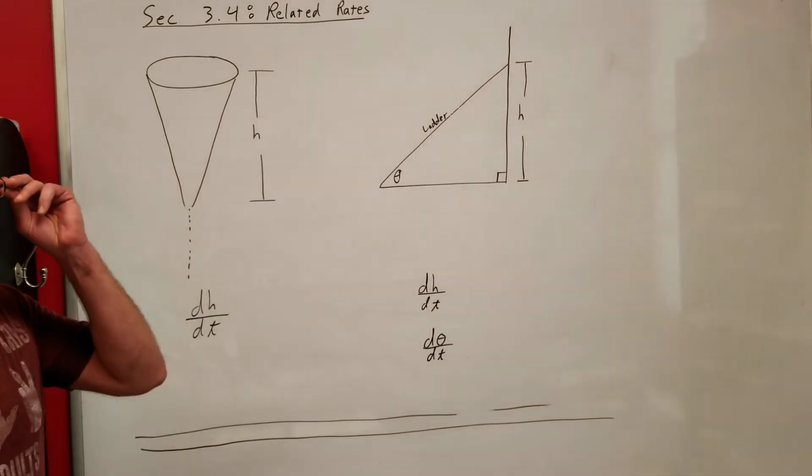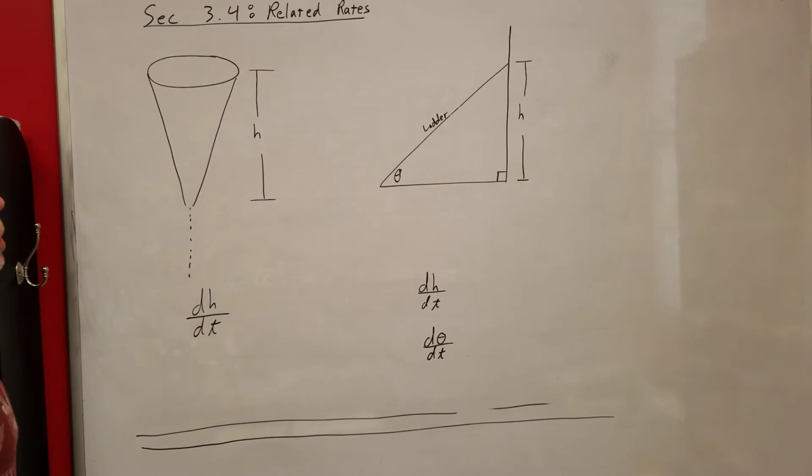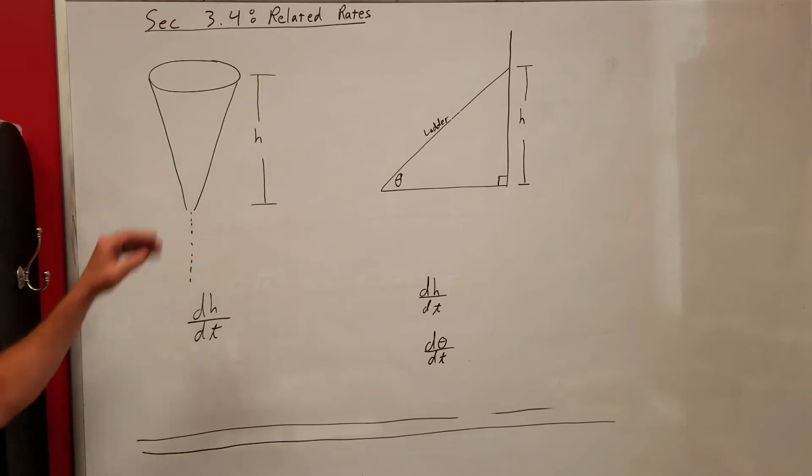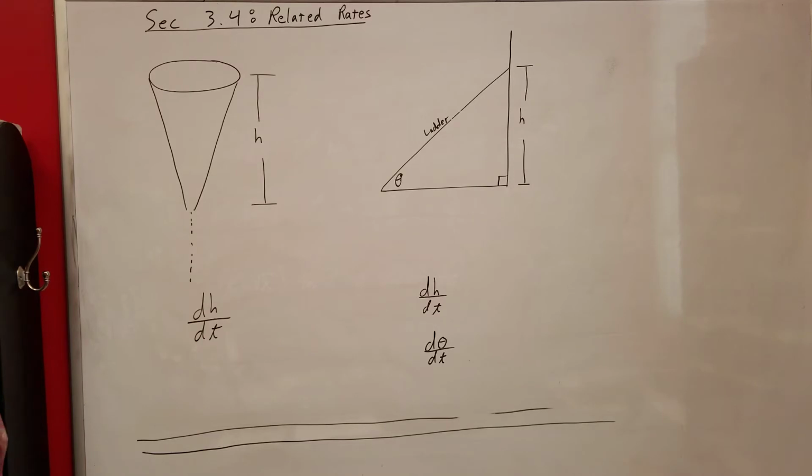Section 3.4, related rates. This is going to be a more difficult section, so you're really going to have to be patient with the homework and so forth. But keep at it, eventually you'll get it. So let's describe what we're going to be doing in this section.